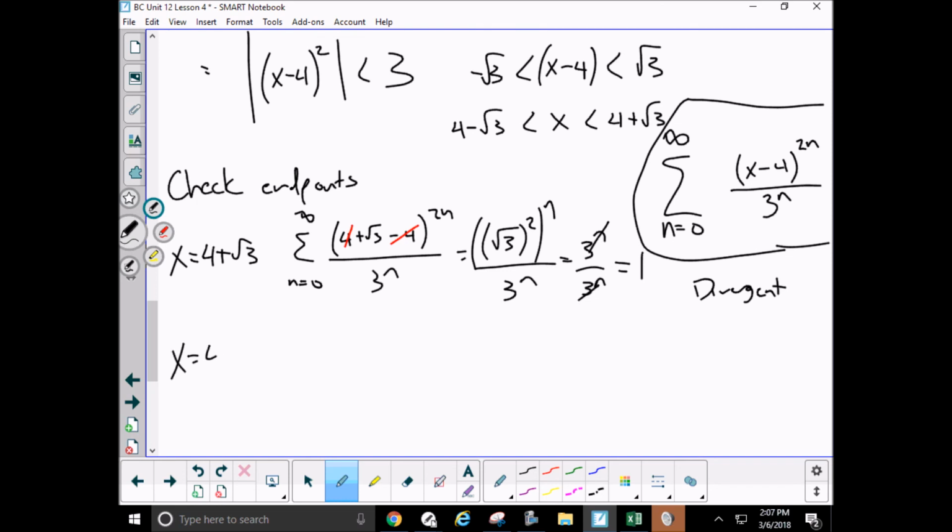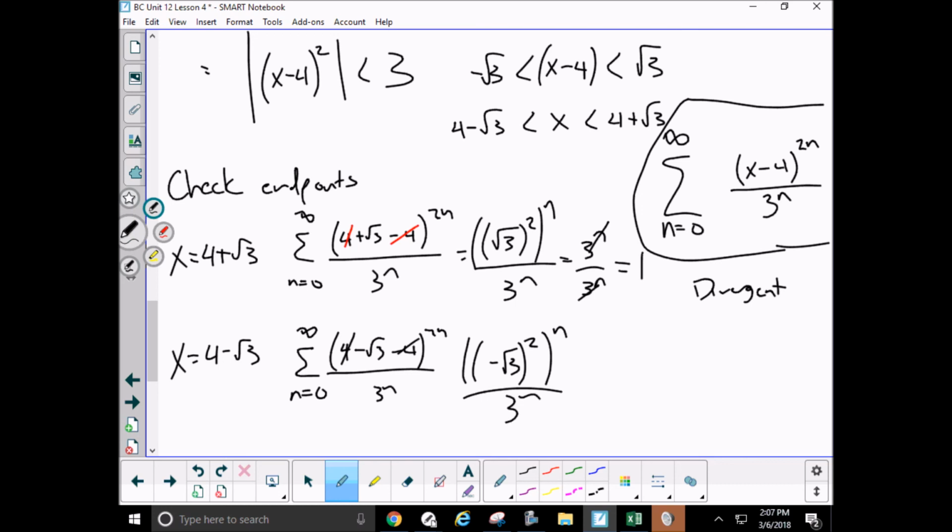Then, 4 minus root 3. Four minus 4 goes away. Again, the negative root 3 to the 2n can be written as negative root 3 squared to the n over 3 to the n. That will cancel to be just 1 and is divergent as well. So we end up with the squares eliminating the possible endpoint convergence. Okay, but all the values in between those would converge.